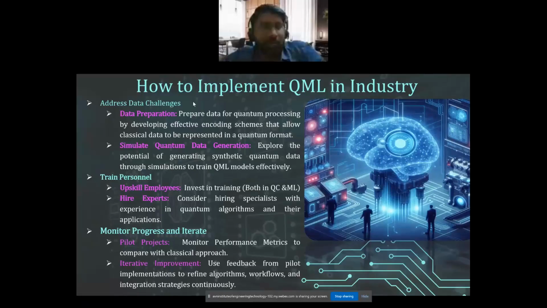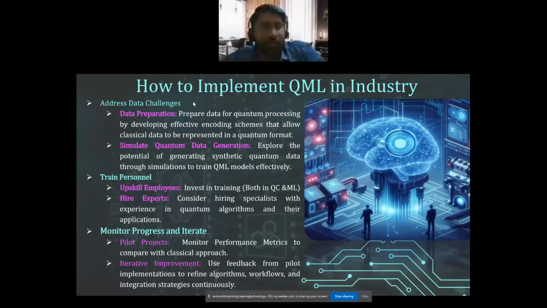And then, train personnel. This is very important. Why? Because we need employees who have in-depth knowledge of quantum machine learning as well as quantum computing. That way, those employees can identify the issues and fix them. That will be very much required if we are going to implement quantum machine learning in industry.